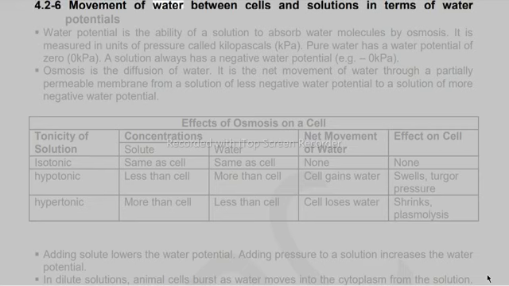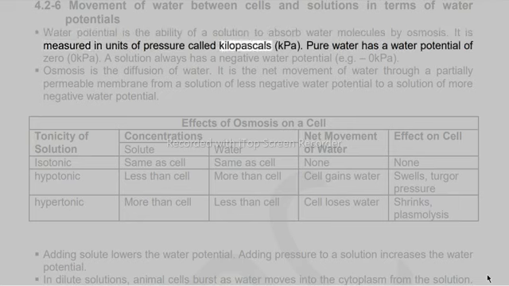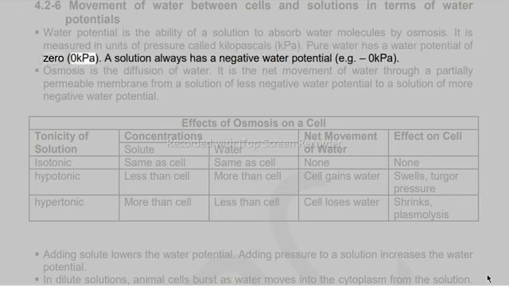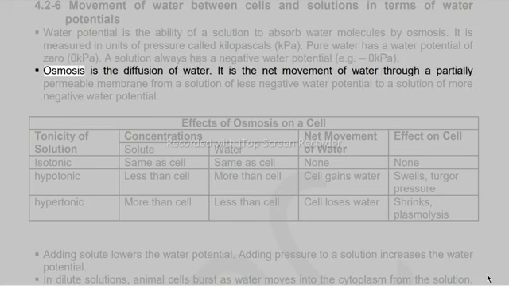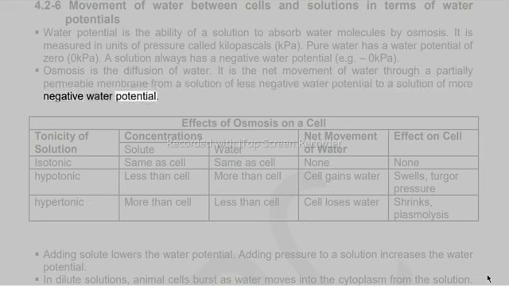4.2 to 6: Movement of water between cells and solutions in terms of water potentials. Water potential is the ability of a solution to absorb water molecules by osmosis. It is measured in units of pressure called kilopascals, kPa. Pure water has a water potential of 0 kilopascals. A solution always has a negative water potential. Osmosis is the diffusion of water. It is the net movement of water through a partially permeable membrane from a solution of less negative water potential to a solution of more negative water potential.